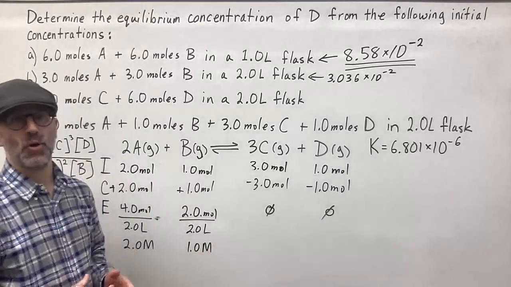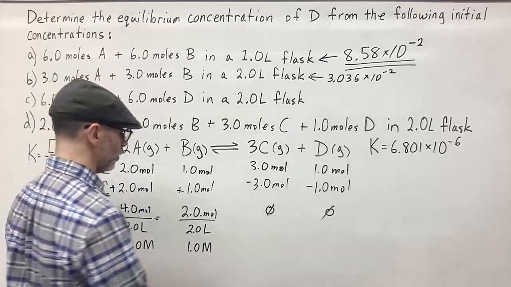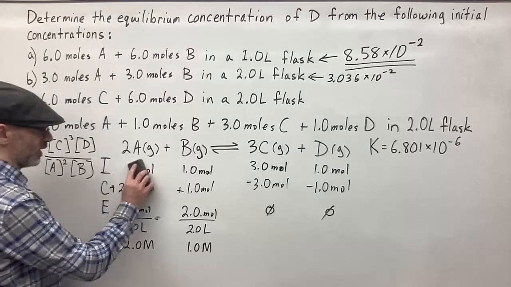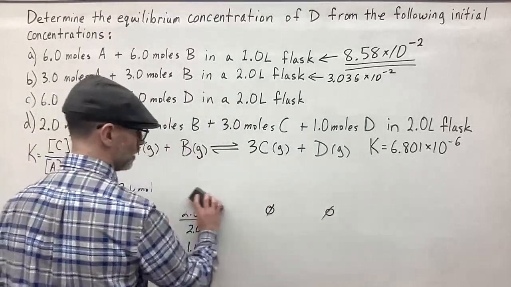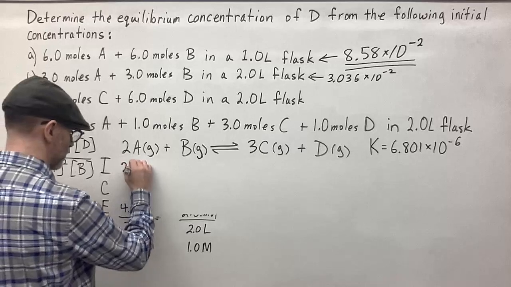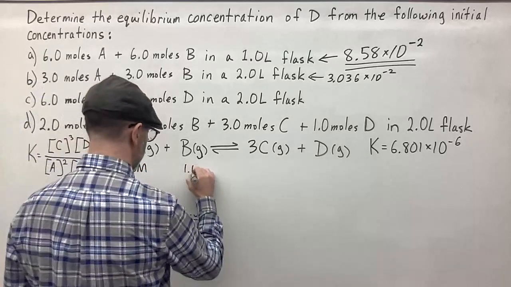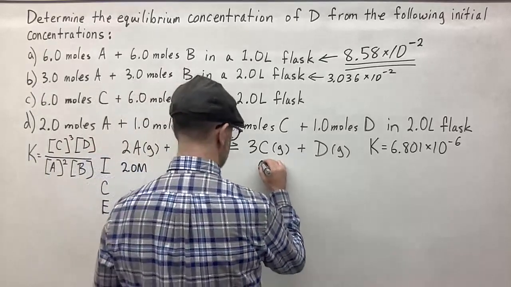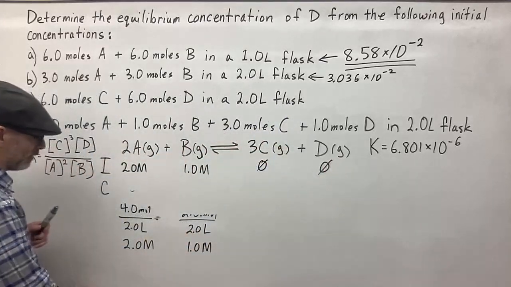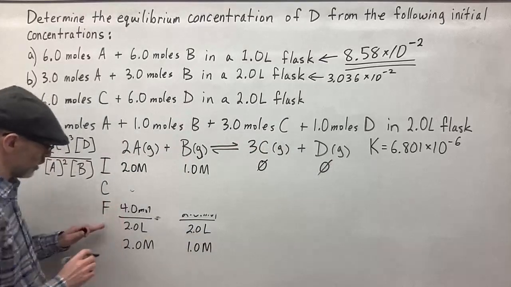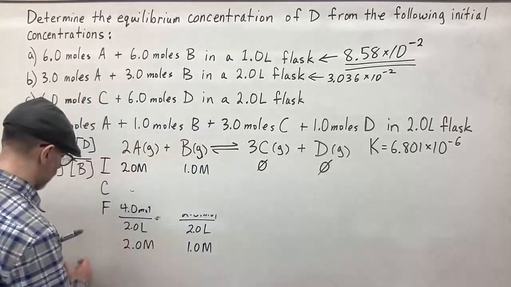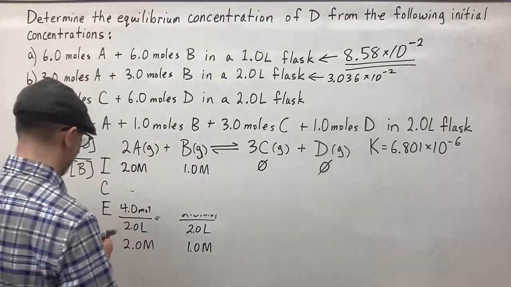So now we can go ahead and do our equilibrium table, or ICE table, to figure out what the concentration of D is going to be. So now we can go ahead and erase this, and we're going to put 2.0 molar here, 1.0 molar here, and this is going to be 0 and 0. Oops, I forgot. I did the ICF table first, and now I'm going to do the ICE table. So sorry about that. I forgot to change that to an E.